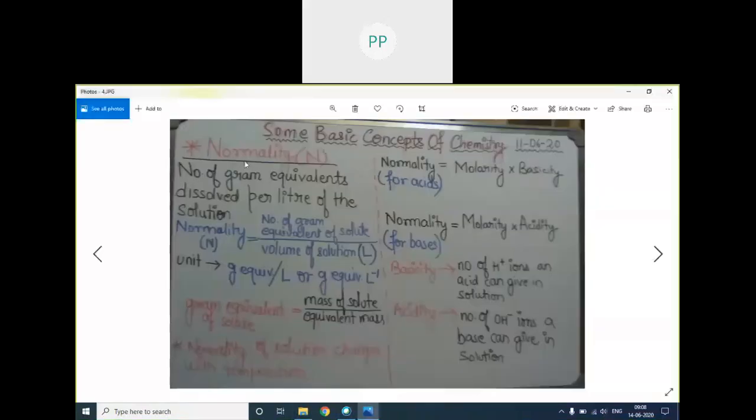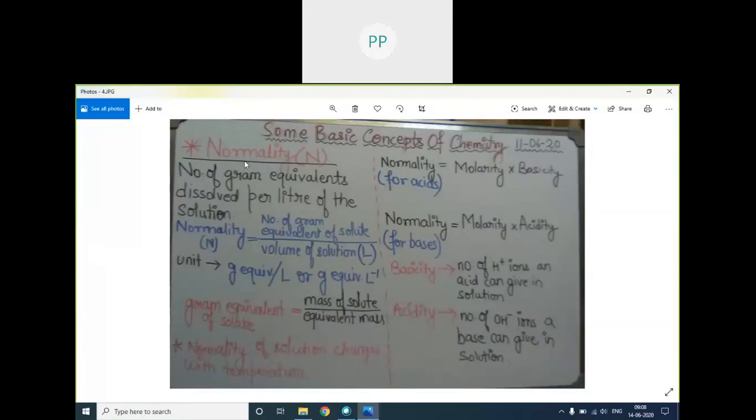So till now we have learnt about mainly 4 concentration terms, because we will be dealing with reactions in solution. We have to deal with concentration terms. So what are those 4 concentration terms? Mass percentage, mole fraction, molarity and molality. Those 4 are there in your book. We have also learned about volume percentage and parts per million.